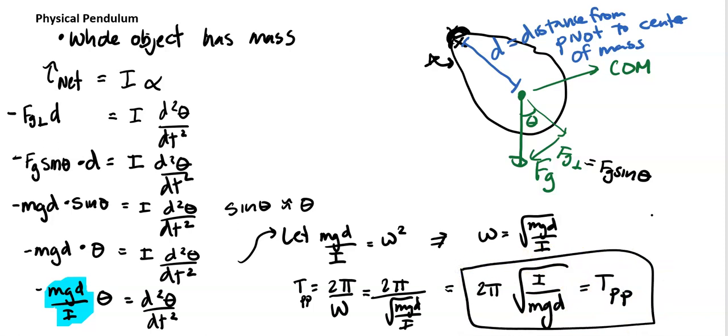Cool. And that looks a little bit similar to the period of a simple pendulum, which I'll put on the side. Simple pendulum is just 2 pi square root of L over g. So there are some similarities. g is on the bottom for both of them. But for a simple pendulum, we know what the moment of inertia is, while for a physical pendulum, you'll have to plug it in. It'll be different for each situation.